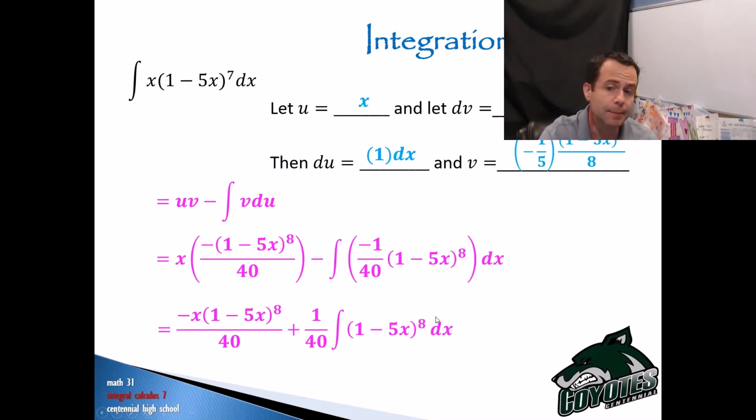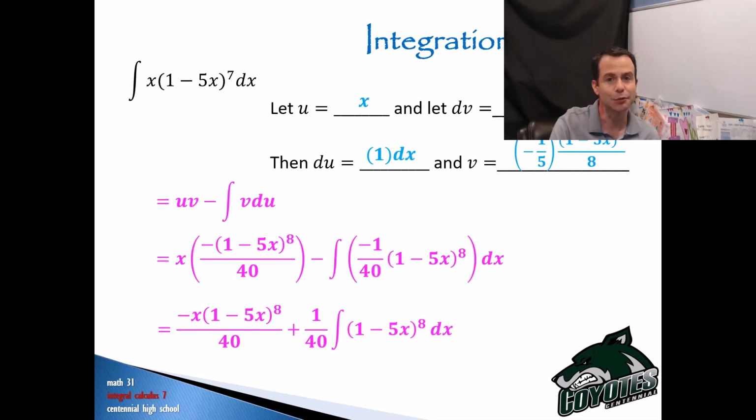I'm going to say, hey, my 8 becomes a 9. So this is going to be 1 over 9. And I've got 1 minus 5x to the 9. But then the problem is that I have to deal with that inside function as well, right? So I'm also going to need a negative 1 over 5 there. The reason I need a negative 1 over 5, just think about that.